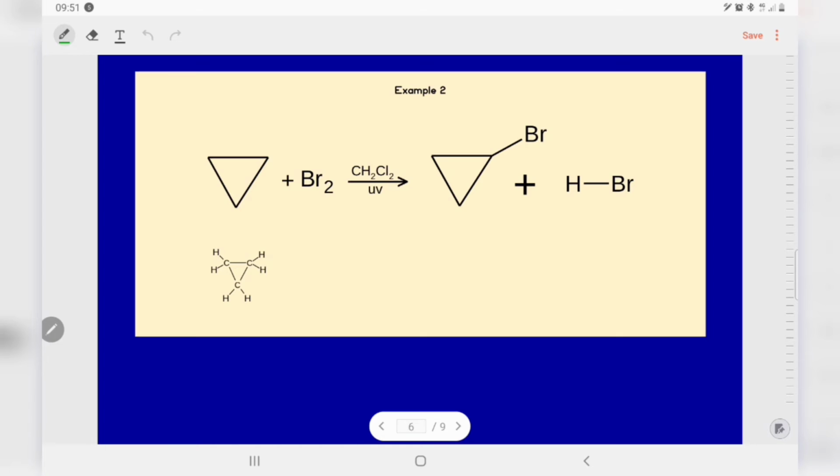Example 2, mechanism of cycloalkene. So this compound is called cyclopropene because it has 3 carbons, and we react this compound with Br2 reagent in CH2Cl2 solution under UV conditions. So 1 hydrogen from this carbon will be substituted with Br. That's why we call this substitution. Okay, when we involve UV, this means that this is free radical substitution.